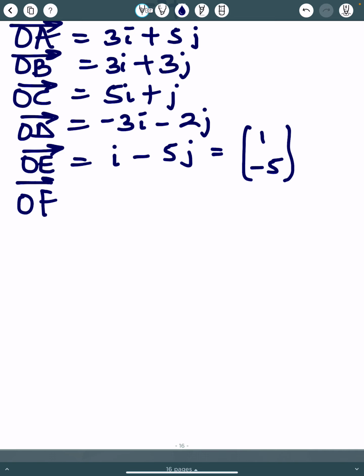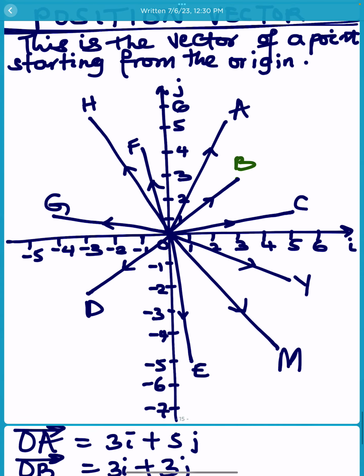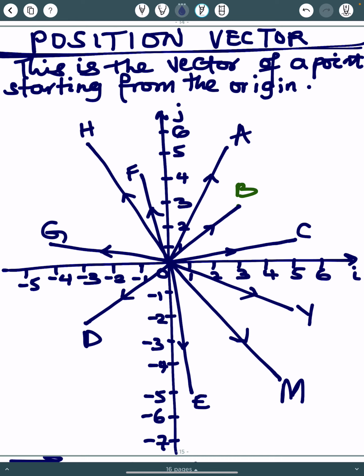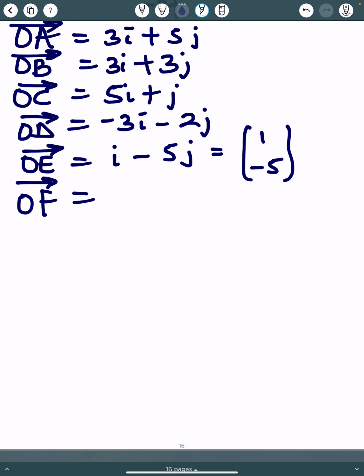Let's write the position vector of OF. How do we write OF now? F is 1 unit on the negative horizontal and 4 units on the vertical. May not be actually 100% accurate, but you can see it. I'm not using a graph. So that's minus 1i plus 4j. The position vector of F is minus 1i plus 4j.